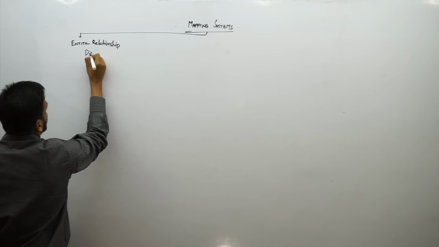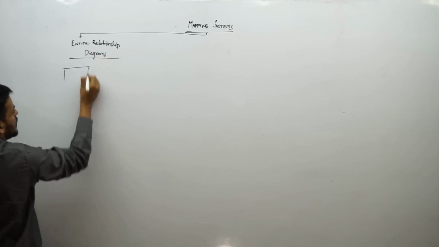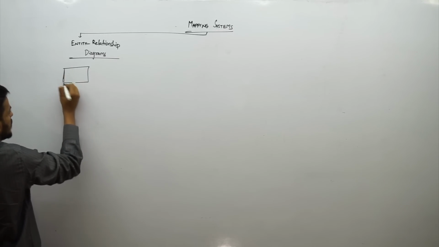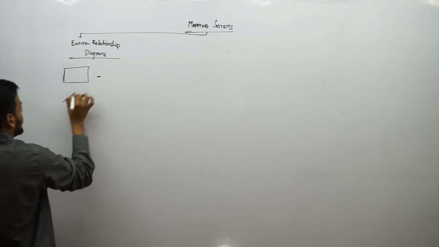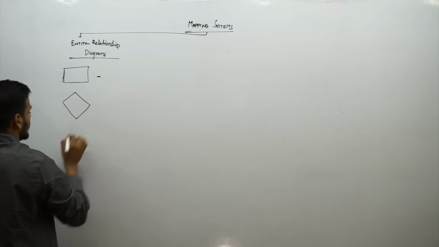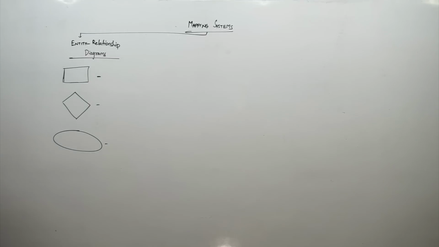Entity relationship diagrams, where we have 3 symbols to talk about. One being the box, the entity box, where we will talk about the content. Then we have a diamond, where we talk about what is called a relationship. And then we have an oval, which talks about the attributes.